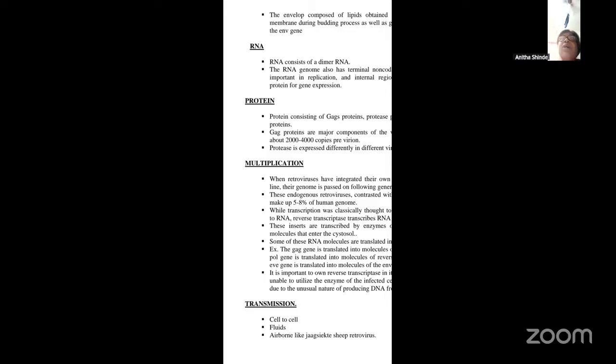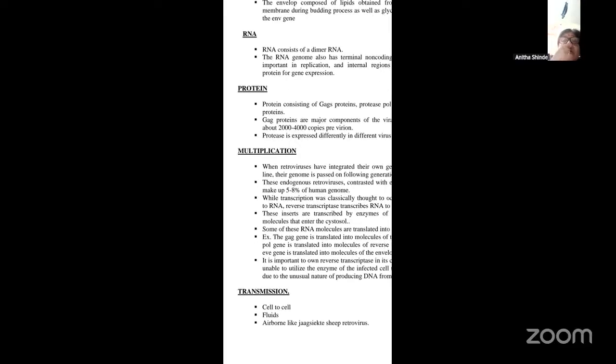The next is how these retroviruses multiply. When you talk about the multiplication of retroviruses, they integrate their own genome into the germ line. Their genome is passed on to the following generations. So these are endogenous retroviruses, and they are contrasted with exogenous ones.